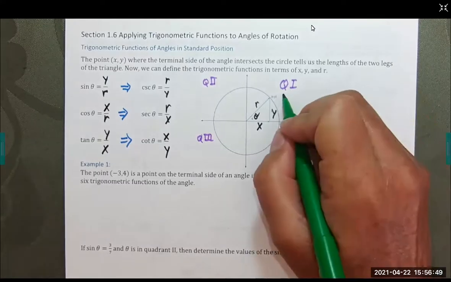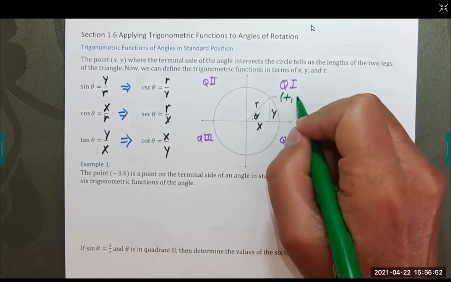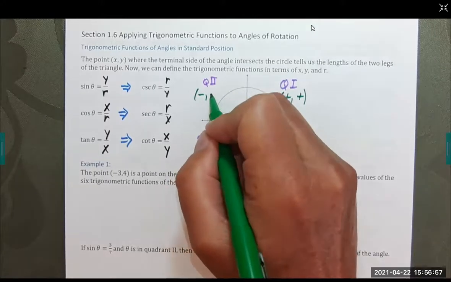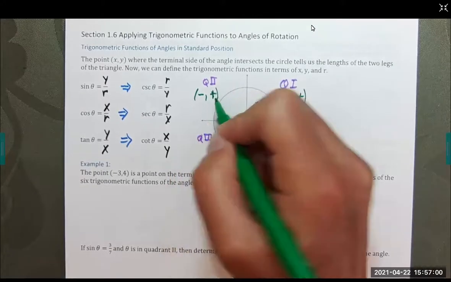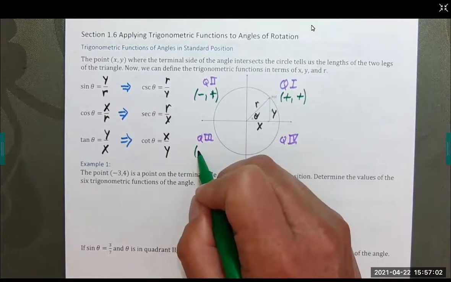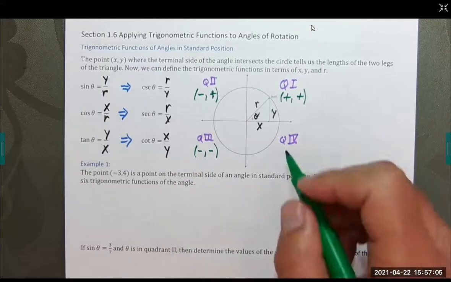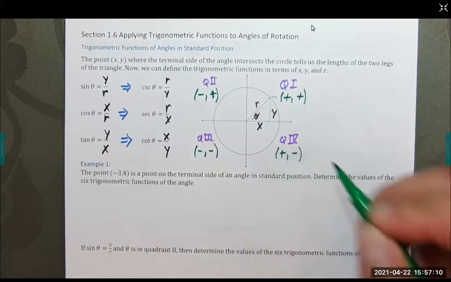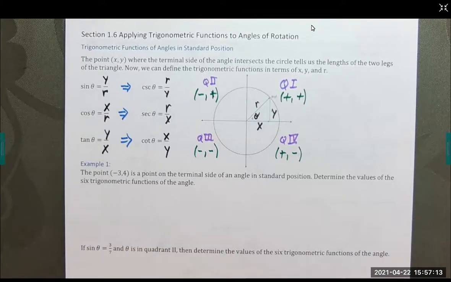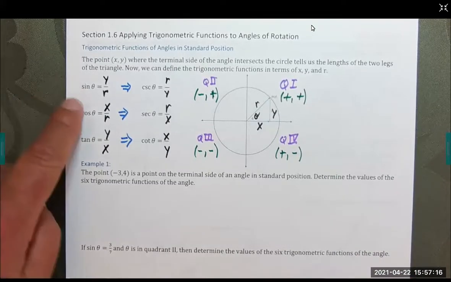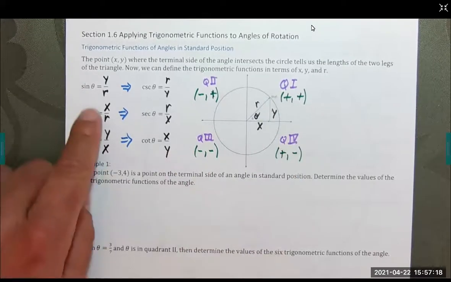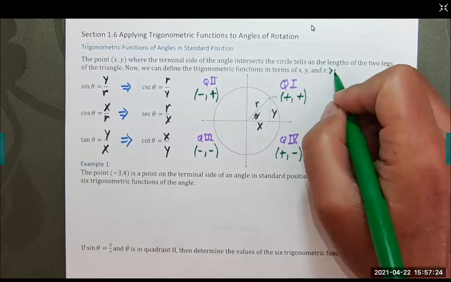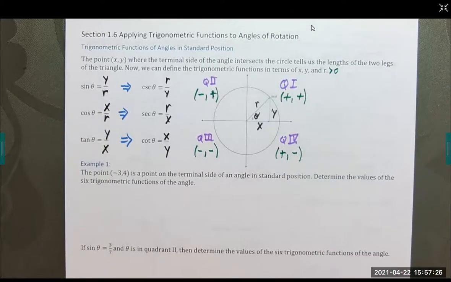In quadrant 1, both x and y are positive. In quadrant 2, x is negative, but y is positive. In quadrant 3, both x and y are negative. And in quadrant 4, x is positive and y is negative. We're going to come back to this often, and we need to really keep this in mind. So you can tell that the signs are going to be governed by which quadrant we're in. By the way, r is always positive. X and y can be positive or negative, depending on where we are.